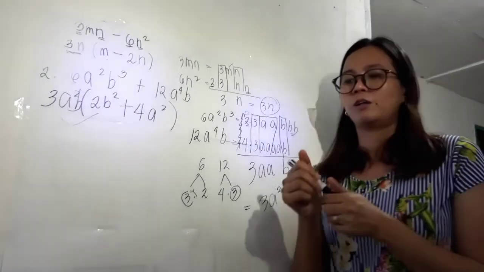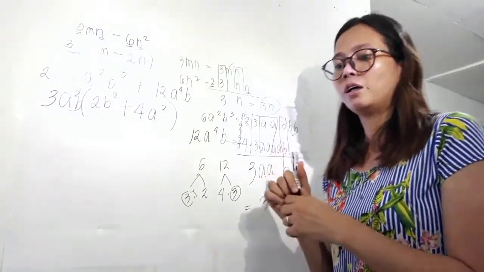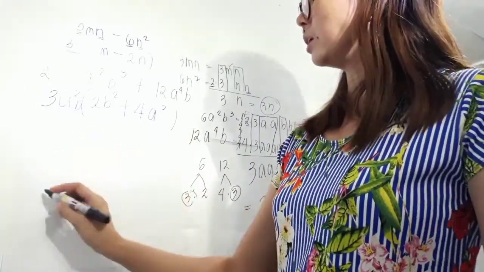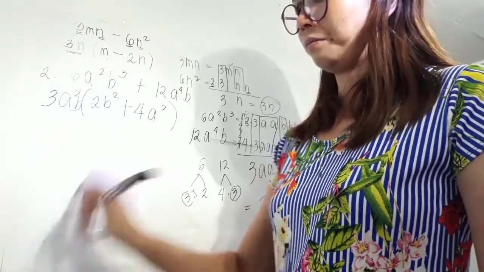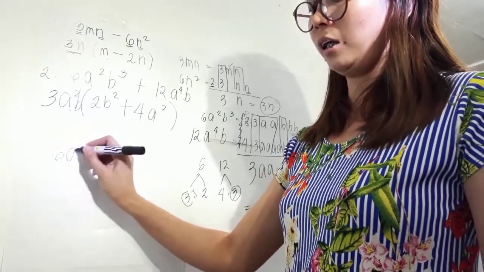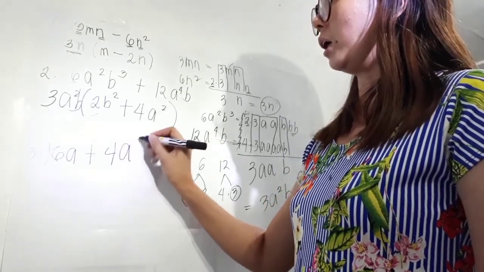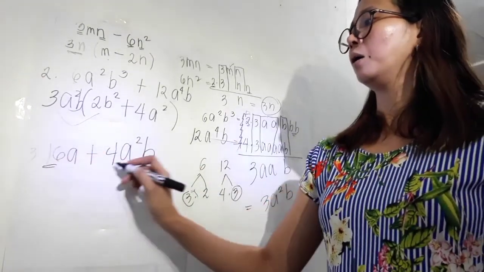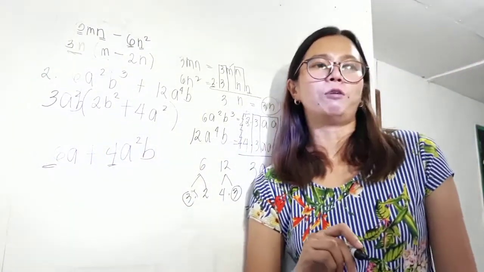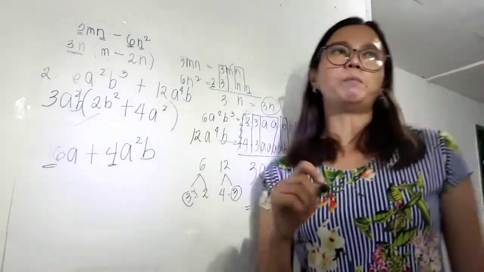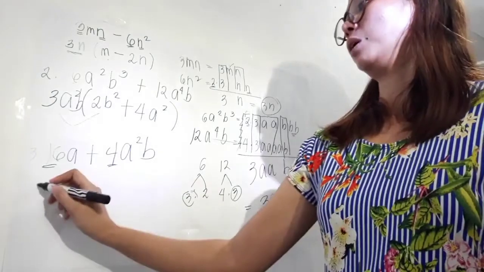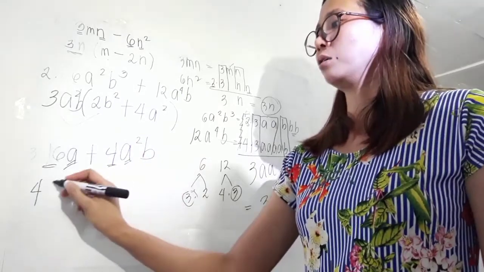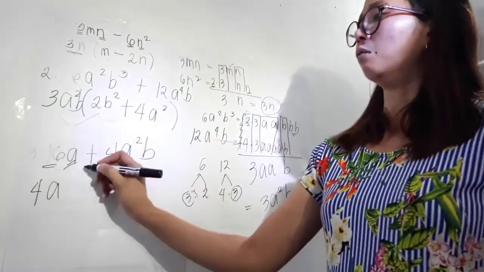Okay? Okay, so maybe this will be the last example. So what if you have 16a plus 4a squared b. Okay? So, get the GCF of 16 and 4. So, what is the GCF of 16 and 4? So, that is 4. So, we have 4. Then, the common variable, as you can see, is a. So, 4a, that is outside our parentheses.